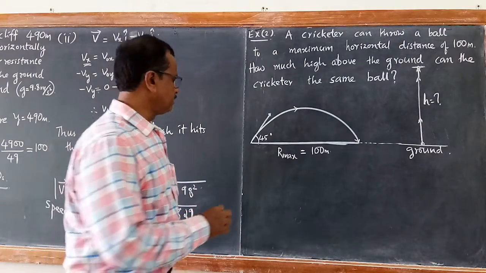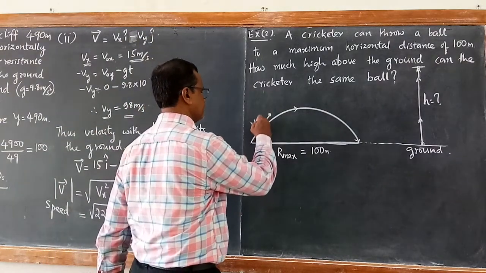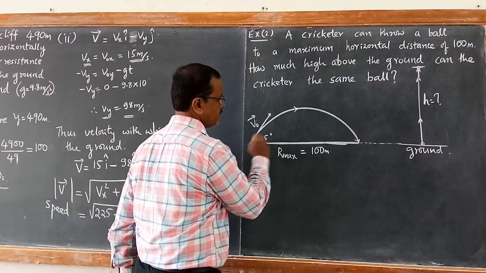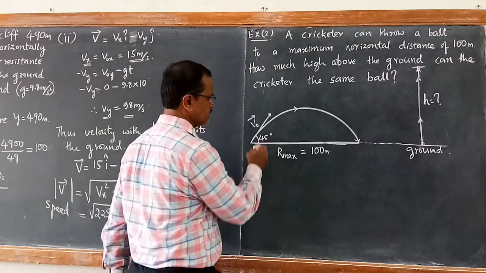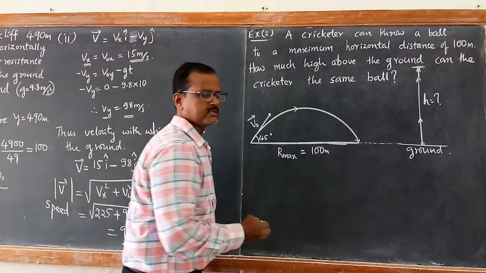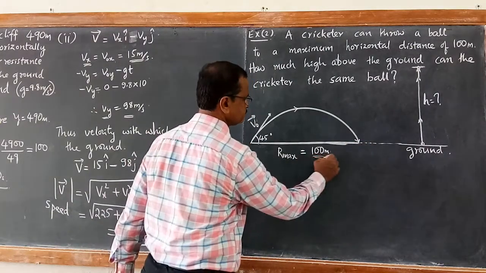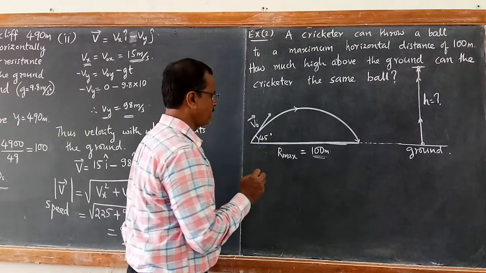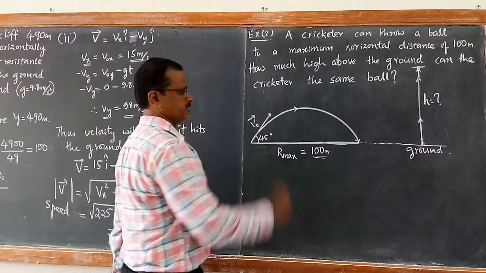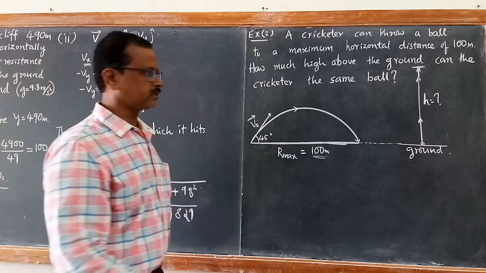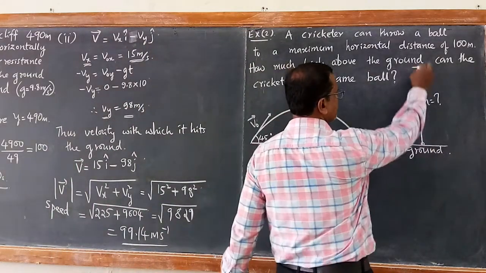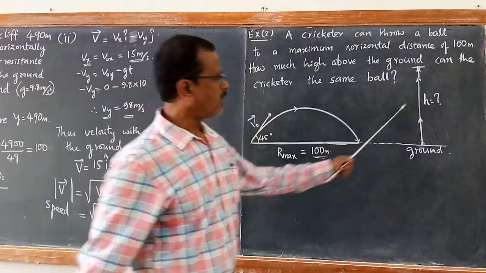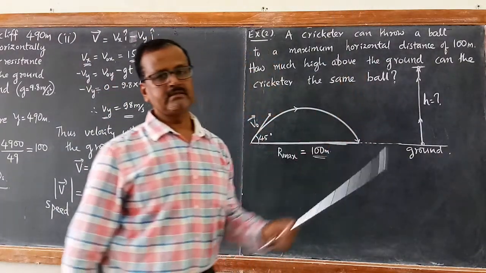Understand the problem. If a ball is thrown with some initial speed v0 with the maximum possible horizontal range, it covers a horizontal displacement of 100 meter. If the same ball is thrown by the same person with the same velocity v0, how much maximum height can it reach if it is thrown vertically upwards?